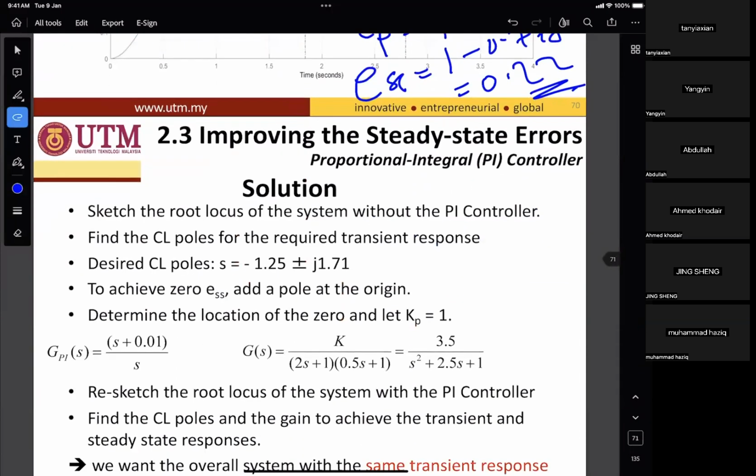So we already sketched the locus, found the closed loop poles, and found the dominant poles. And to achieve 0 error, we use this PI controller. So this is the PI controller, s plus 0.01 divided by s. Easy. Cascaded to the plant. Cascaded means multiply each other later in the calculation of the closed loop and open loop transfer function.